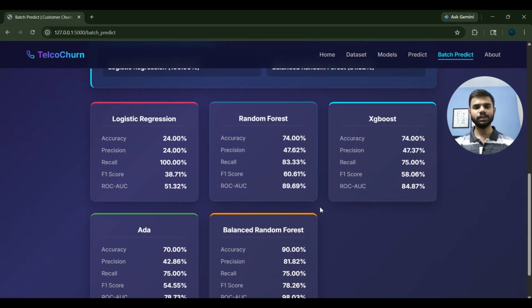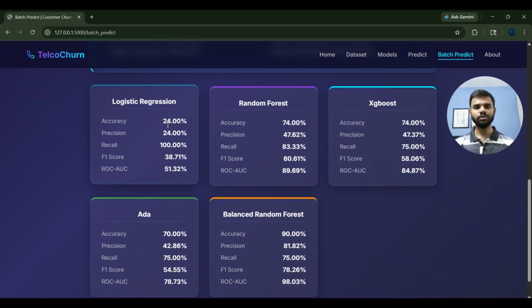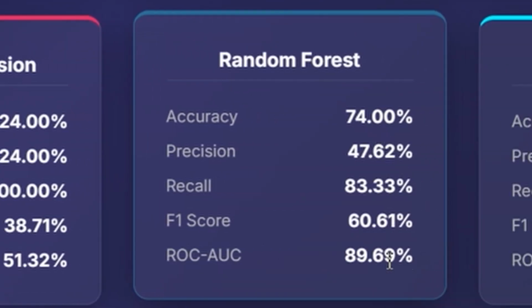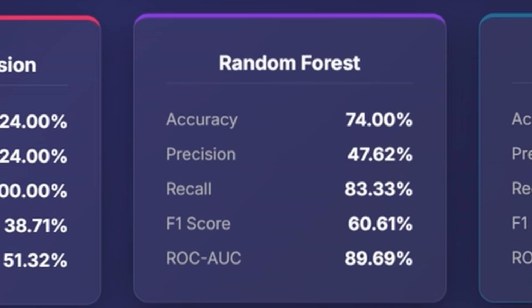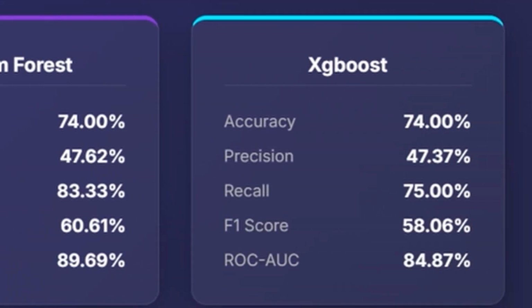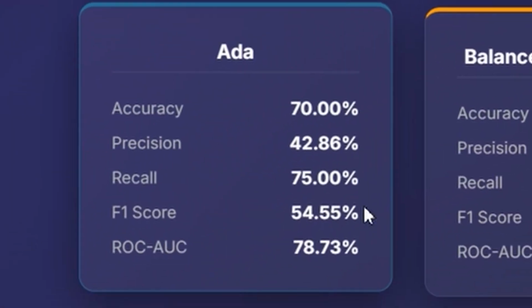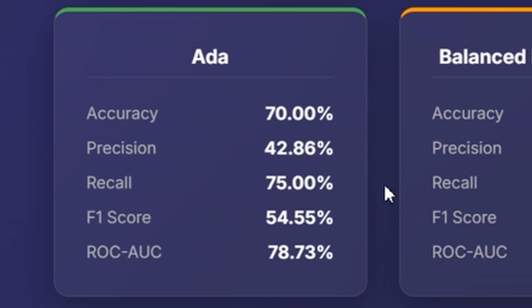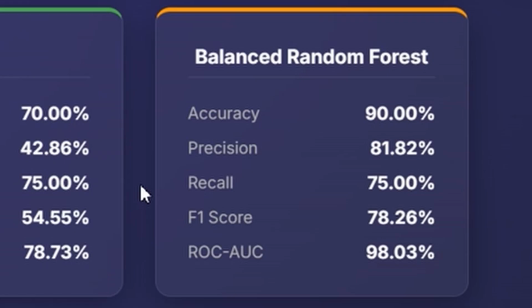Moving forward, here is the metric comparison of all the models. The accuracy of logistic regression is only 24% because it has identified most of the people who are not likely to leave. The next is random forest with 74% accuracy, and recall of 83%, which is really good, followed by precision, which is 47%. Moving forward, the next is the XGBoost model with 74% accuracy, 75% recall, and 47% precision. Moving ahead, the next is the AdaBoost model with 70% accuracy, 75% recall, and 42% precision. And here comes the best model, which has 90% accuracy, which means this is the most balanced model, which evenly classifies, with recall of 75% and precision of 81%.